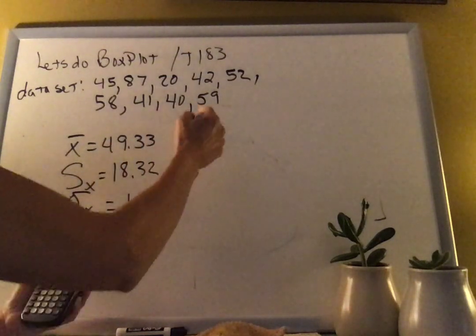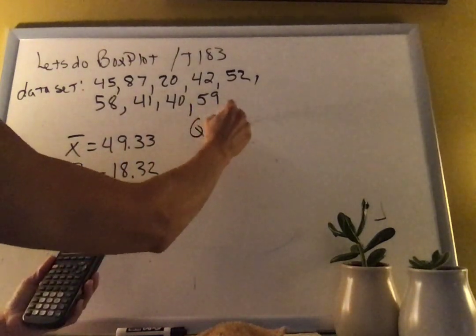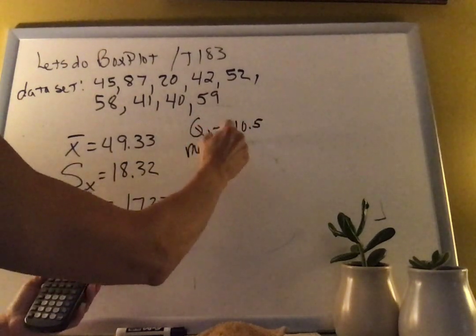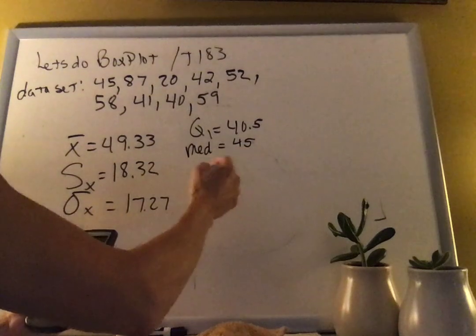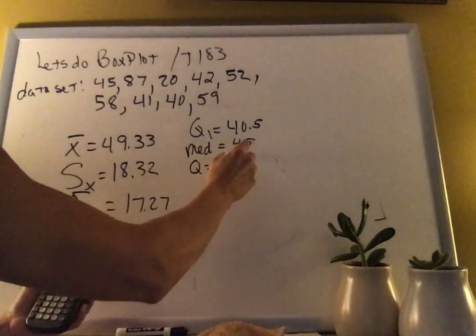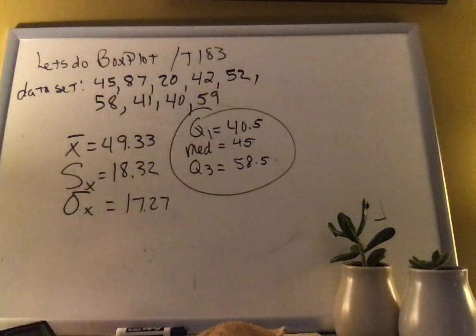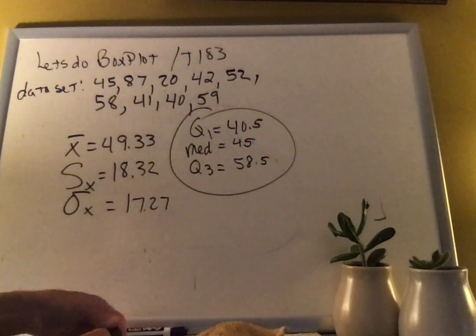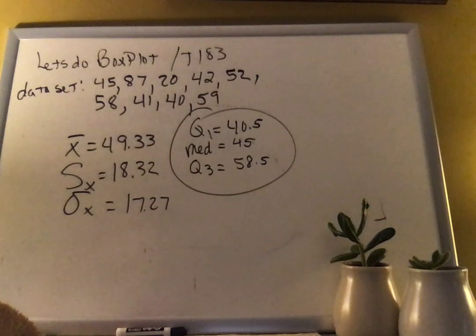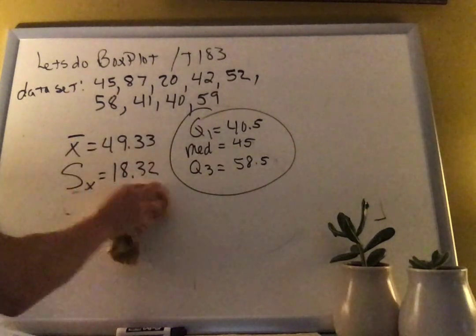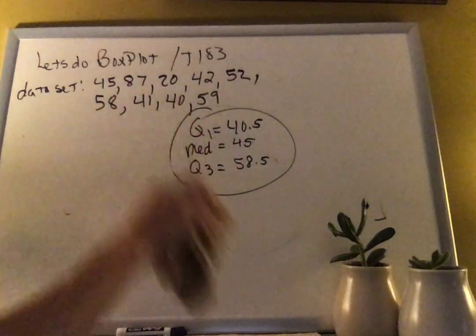You should see that Q1 is 40.5. The median is 45, and Q3 is 58.5. That's the stuff that we need to do the box plot, okay? So again, if I went a little fast there, back me up about 5 minutes and rewatch it. Let's do the box plot. I have what I need.